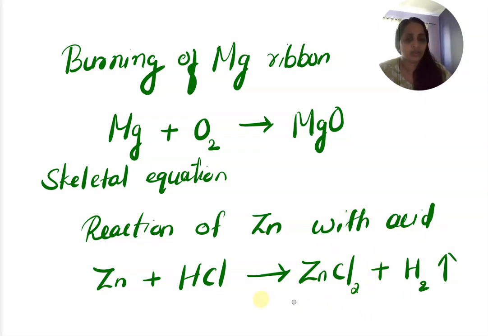Okay, so simply, how can you balance this one? How many magnesium here? One magnesium atom here, right side also one magnesium atom. But oxygen we have to check: two oxygen atoms here, right side one oxygen atom there. So what do you have to do? Here you can put 2. But whenever you put 2 here, what will happen?